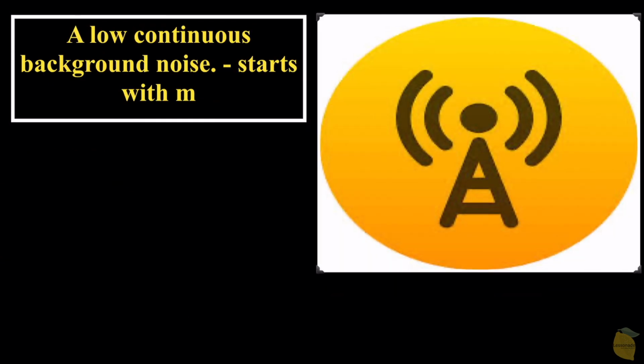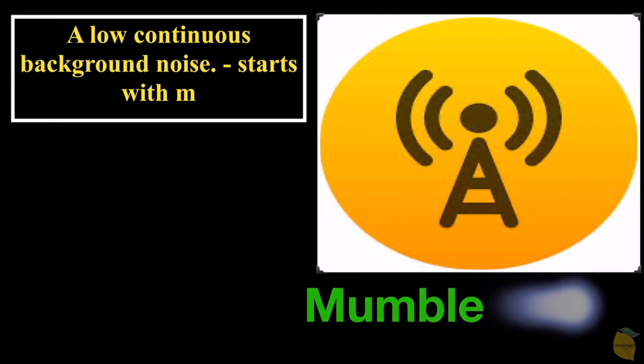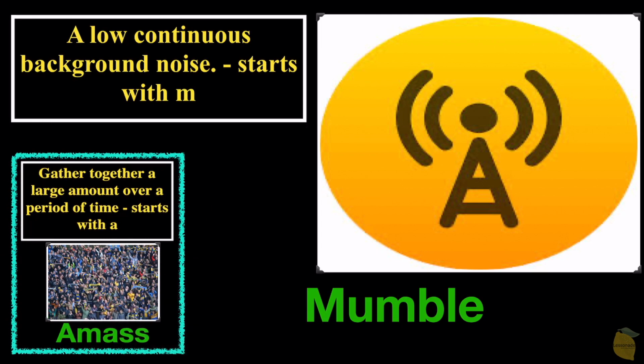The next definition is a low continuous background noise. Starts with M. In this picture, we see an object emitting noise. So this means the word is going to be mumble. Let's recall the previous slide, which is amass.